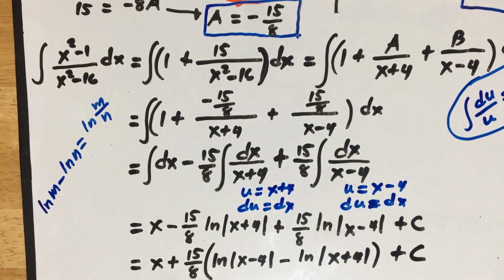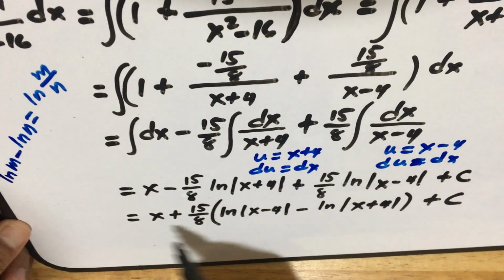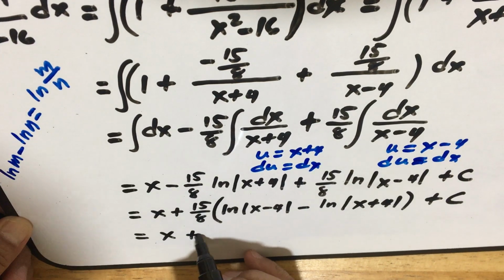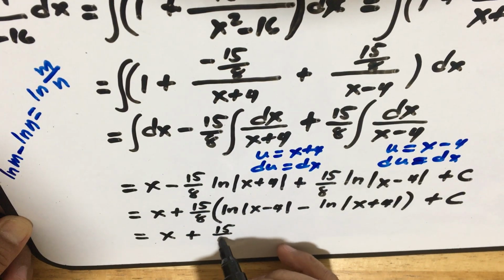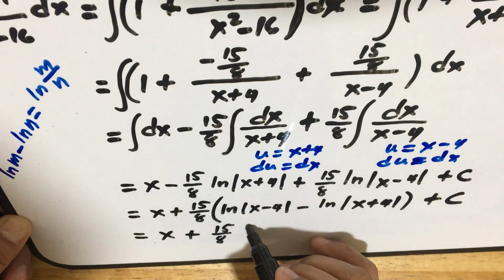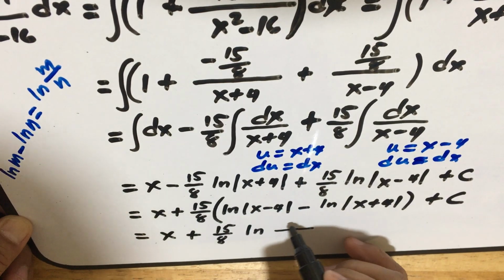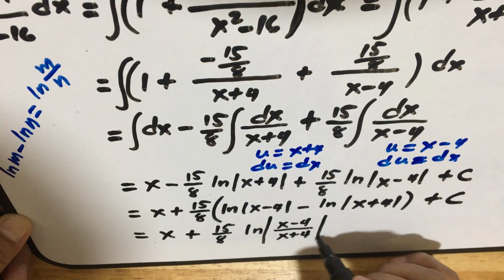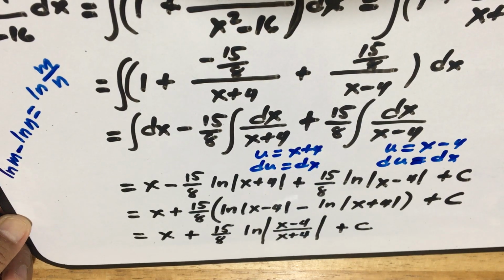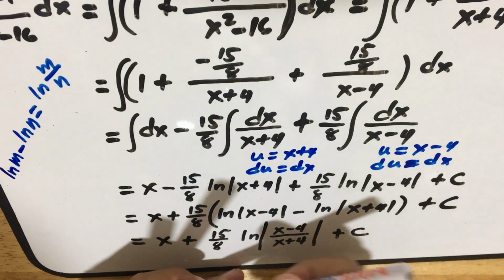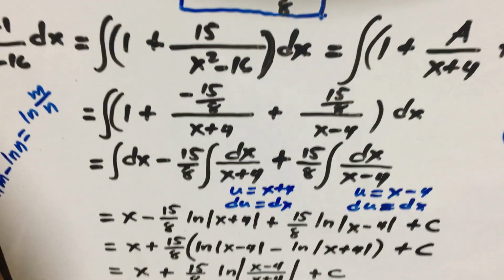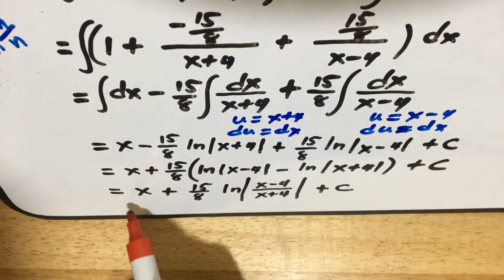Then applying the logarithmic rule, we can rewrite our answer as x plus 15 over 8 times ln of (x minus 4) divided by (x plus 4), and then plus c. So this is our final answer, class.